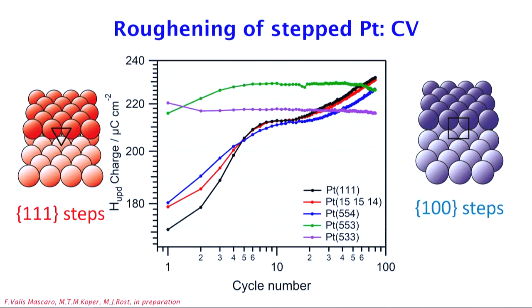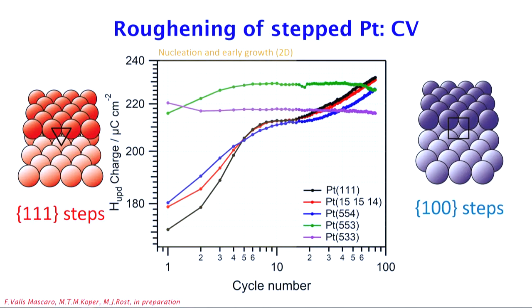Now we've done these experiments now also for step surfaces. So this is what we see on a platinum 111 surface. And what you see here, if we again go back to the electrochemistry, here you see the charge corresponding to the hydrogen UPD region as a function of cycle number. And the black line here is what we observe for platinum 111, and what we think here, this initial region here is this nucleation of vacancies and nucleation of islands and the growth. And that's basically in 2 dimensions.